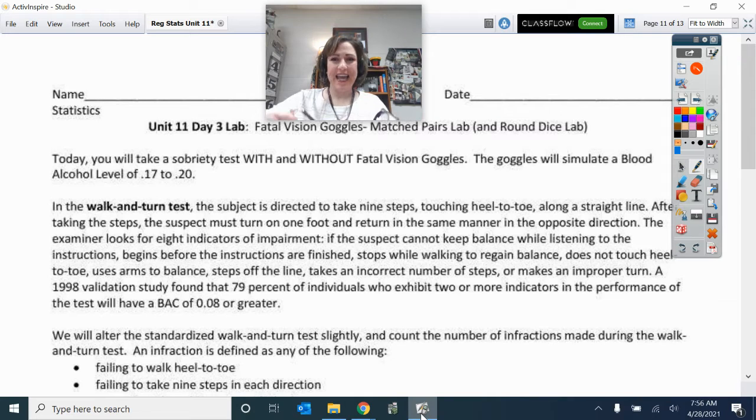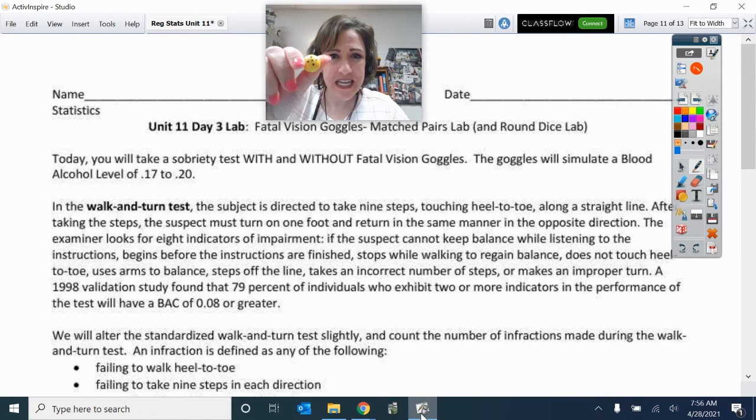Our next lab is going to be a fatal vision goggles lab. We're going to collect data with that, and we're also going to collect a little data with these round die, which are weighted. So are they really fair?